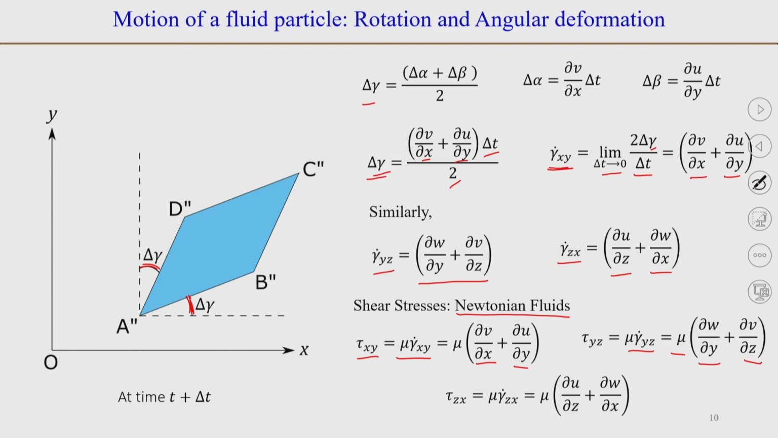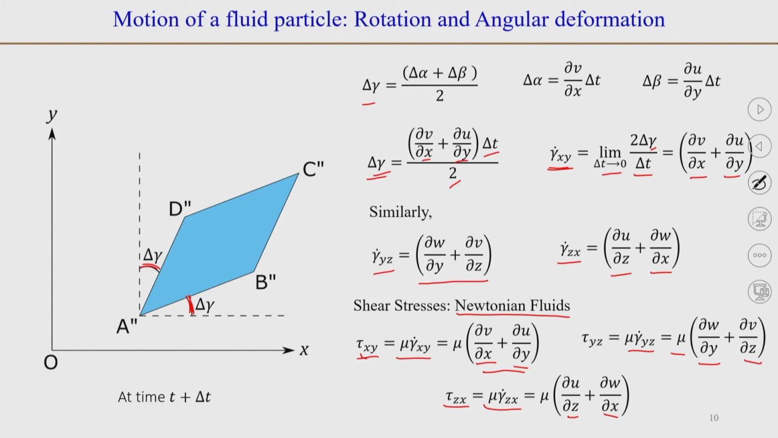And the third component, in the zx plane, tau zx is equal to mu gamma dot zx, which is equal to mu times (dou u by dou z plus dou w by dou x). So, we can write the shear stress in terms of strain rates in a 3-dimensional flow for a Newtonian fluid.